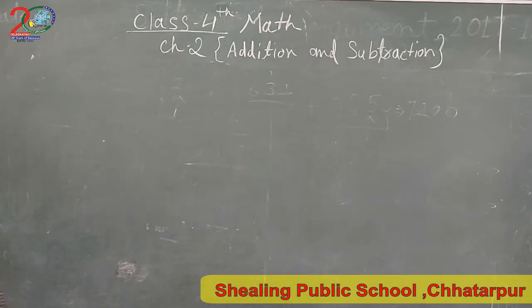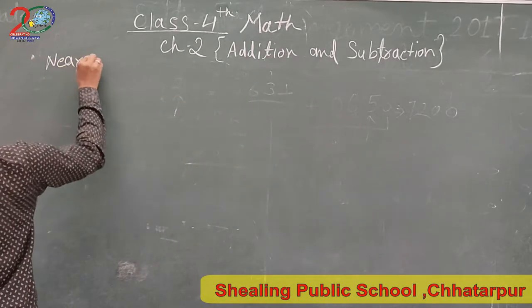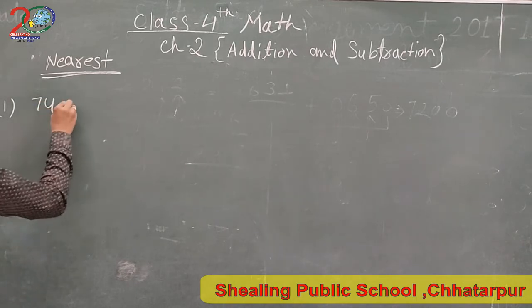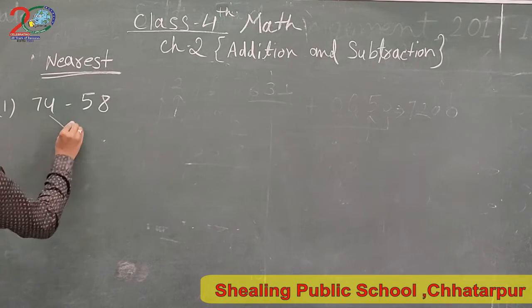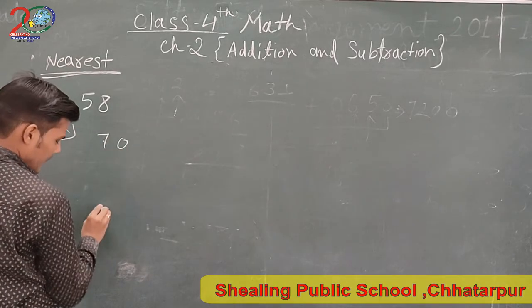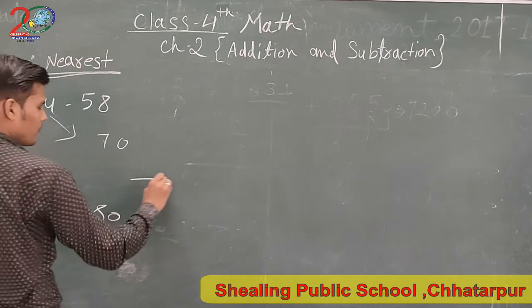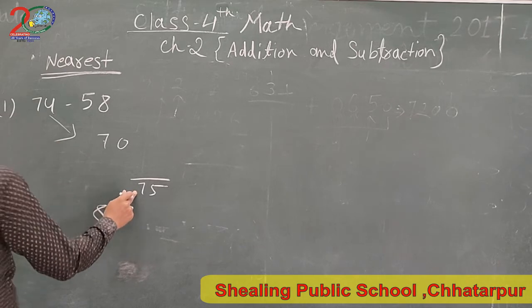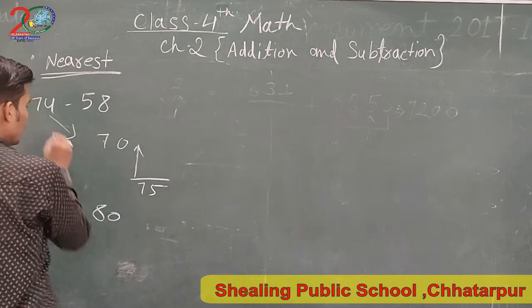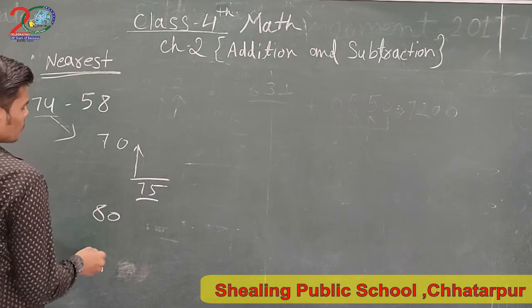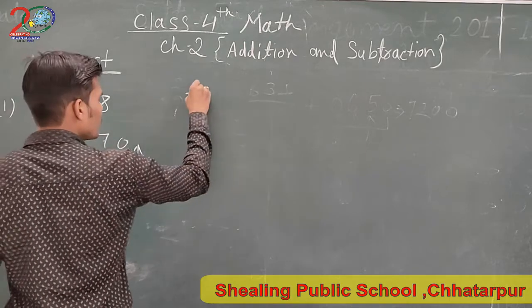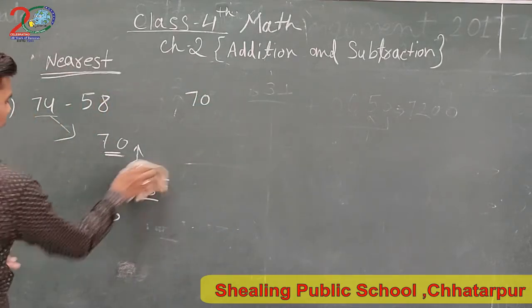One last thing, nearest of subtractions. So how do we do 74 subtract by 58? So what is the nearest of 74? It is between 70 and 80. Middle is 75. So 74 is less than or greater than 75? It is less than 75. Because here is 74 and here is 75. So it's less than 75. So that means 70. So what is the round up of 74? 70.